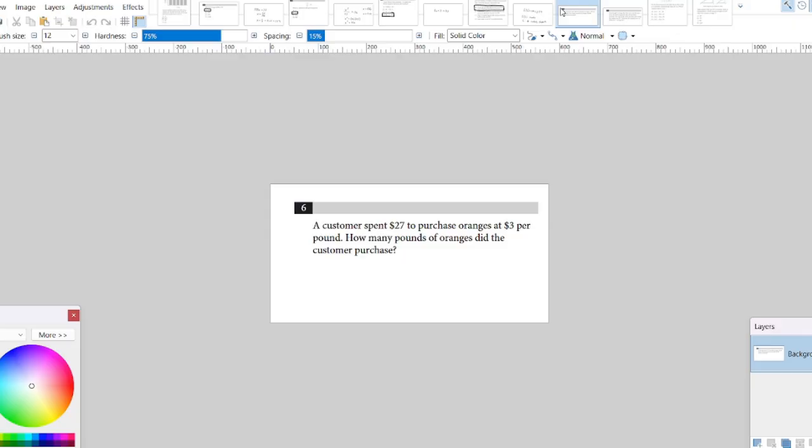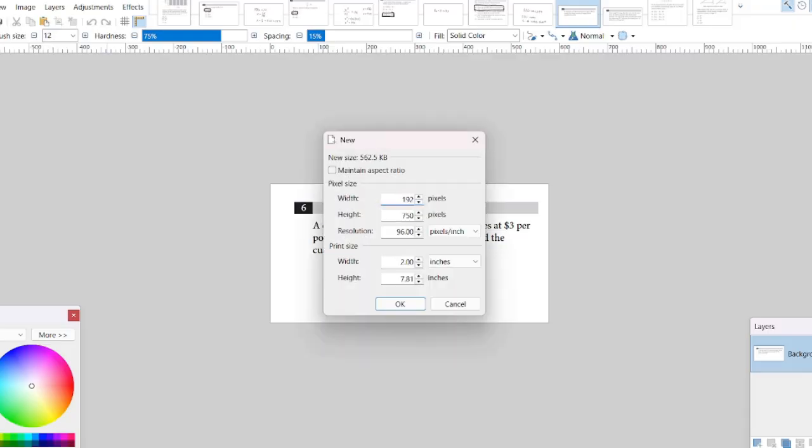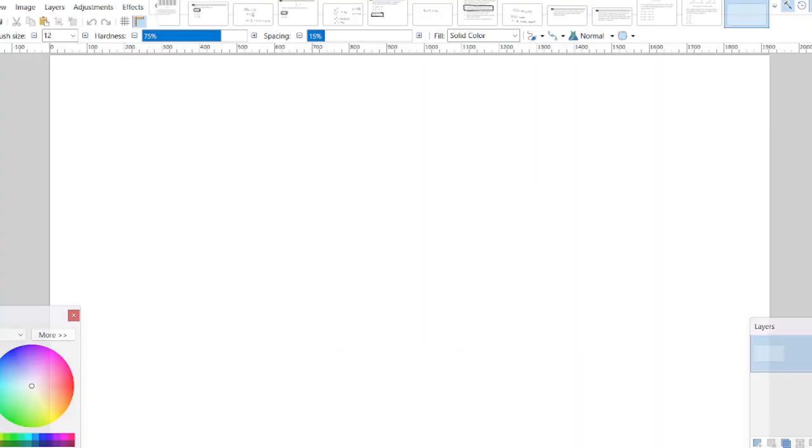All right, let's move on to question number 6. A customer spent $27 to purchase oranges at $3 per pound. How many pounds of oranges did the customer purchase? Okay, so this one, if you ever had a chemistry course, there's a section in a chemistry course on unit conversion. You could theoretically just look at this and know what to do with these numbers, but we're going to do it the formal way, involving the unit conversion. So let's go ahead and put that right there.